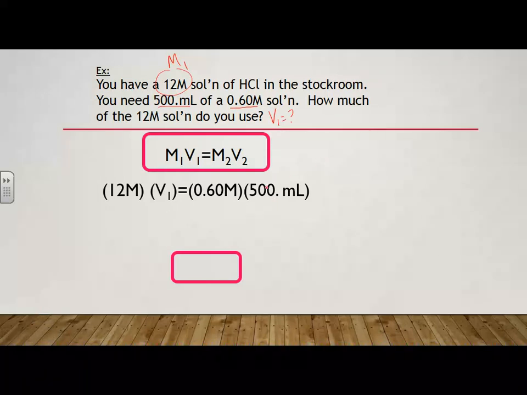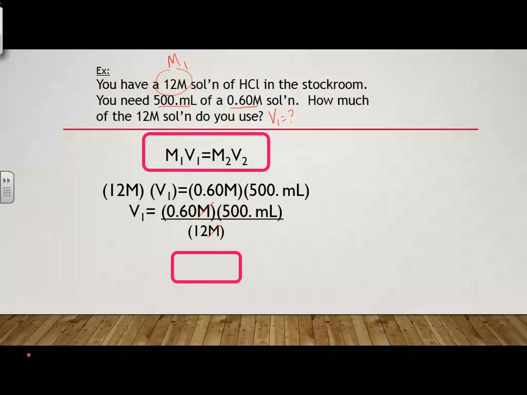Now you could convert the 500 milliliters to liters. If you did, your answer would just come out in liters. It's fine to leave it in milliliters as long as you're aware of your units. As you rearrange the equation, notice the molarities do divide out, so you multiply 0.60 times 500 and then divide by 12. That'll give you 25 milliliters for that answer.